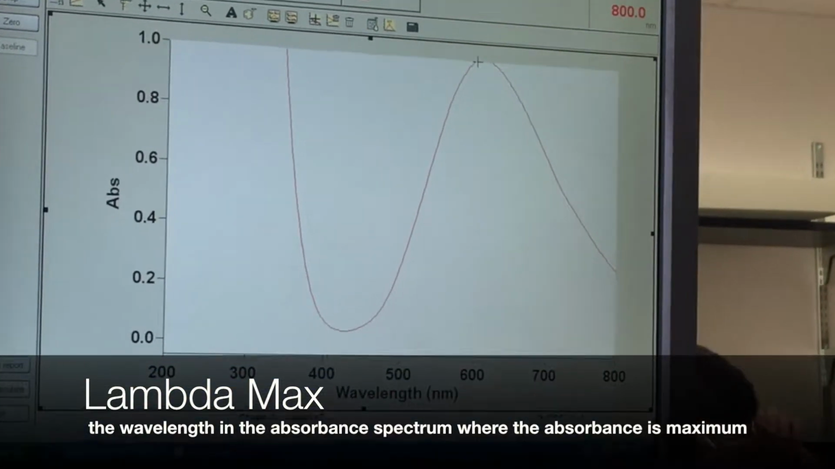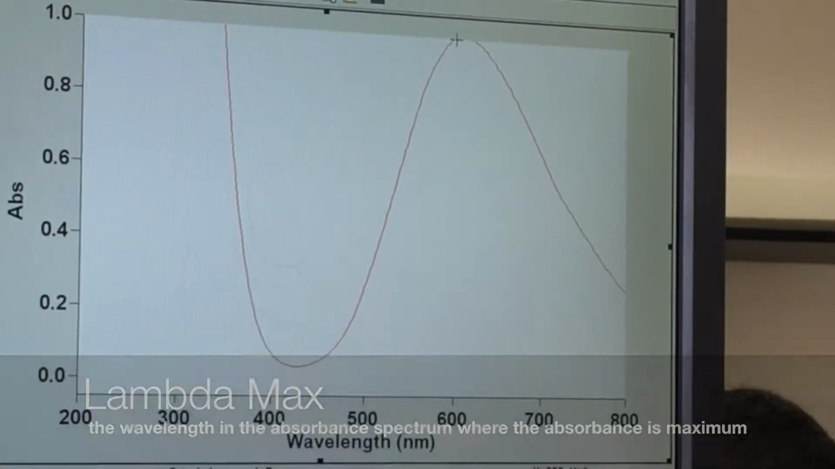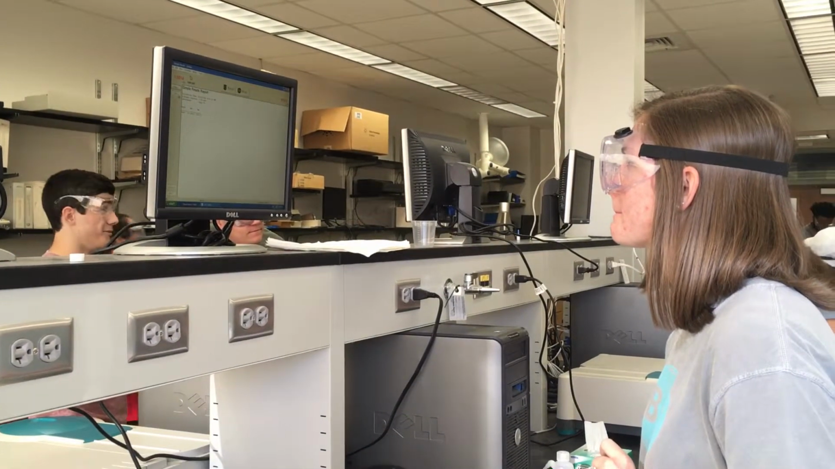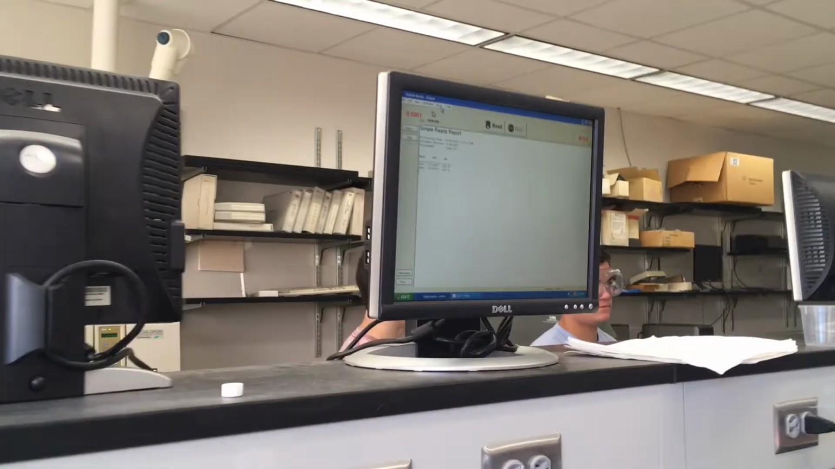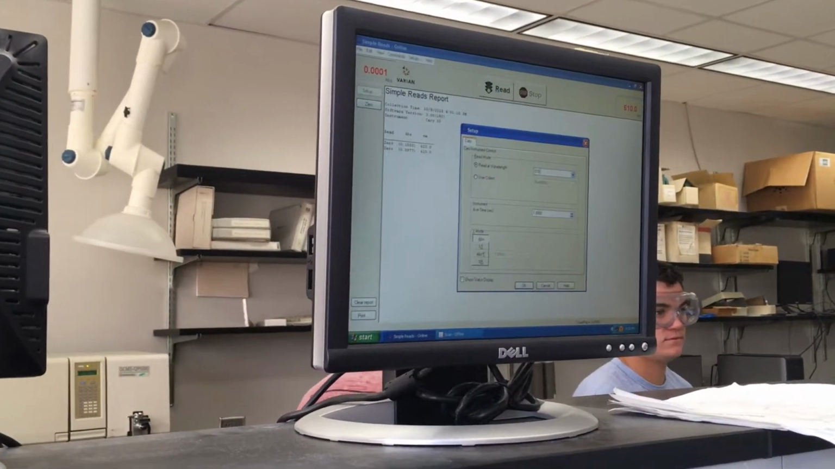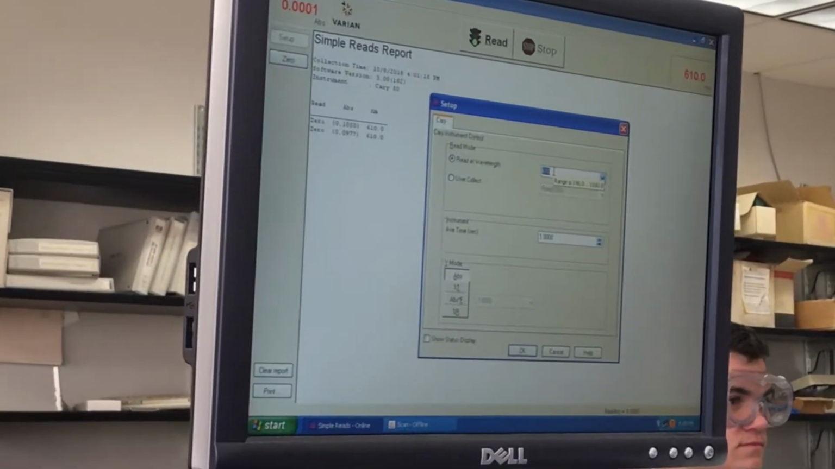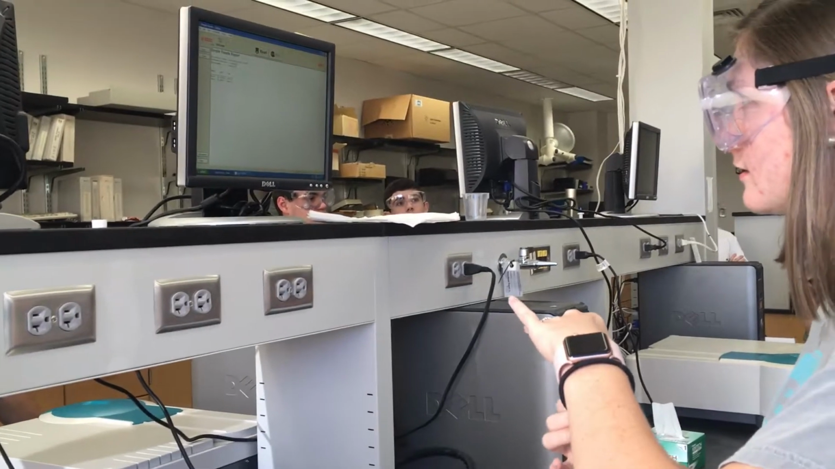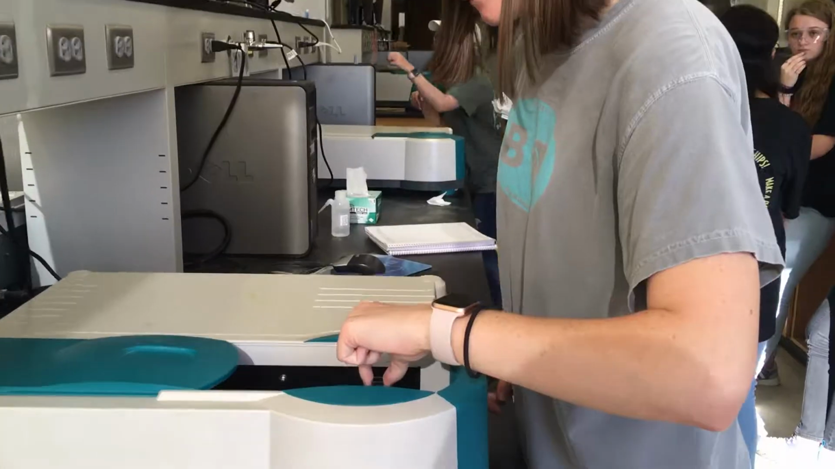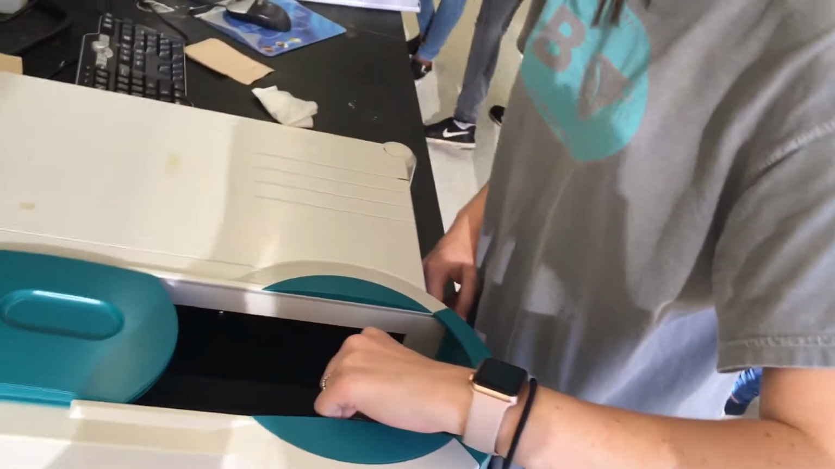You will use this wavelength to measure the absorbance of the stock solution along with each dilution. In order to do this, you will need to change the wavelength in the setup of the spectrophotometer. Our lambda max was 600 nanometers. Now you are ready to re-enter your stock solution to measure its absorbance.